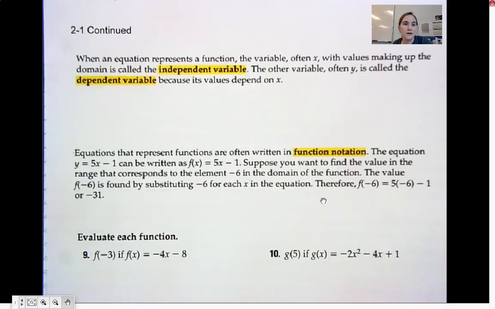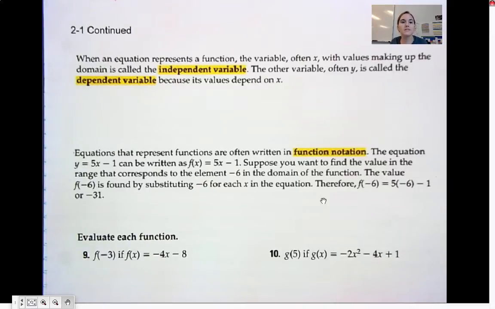This is the end of 2-1, or the continued part of Chapter 2, Lesson 1. And we're going to talk about the independent variable and the dependent variable. The independent variable is the x value, and it's generally what you plug in to solve the equation or to figure out, well, where am I going to plot this point? The dependent variable is the y value, or the output.